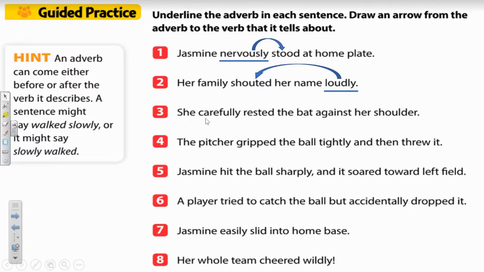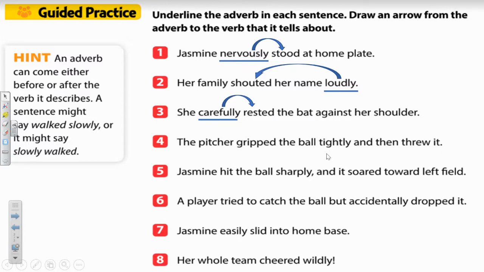Number 3, she carefully rested the bat against her shoulder. Which one's our adverb? Look for that ending, look for that suffix. Right, carefully. What was done carefully? Rested.